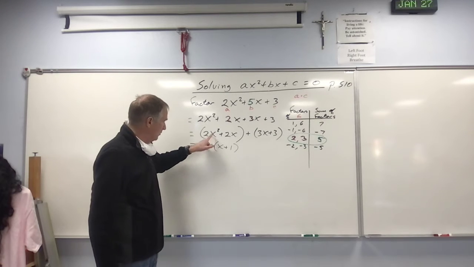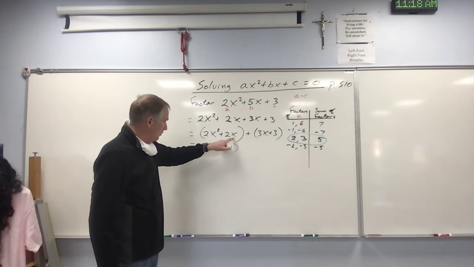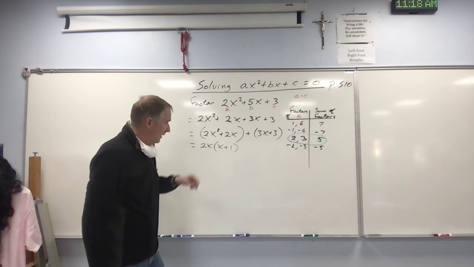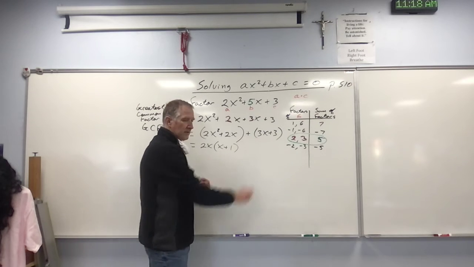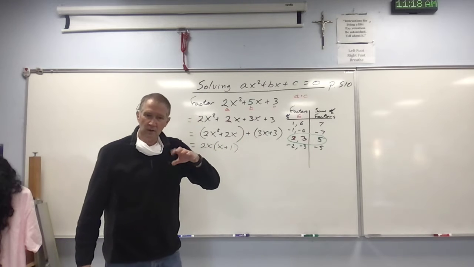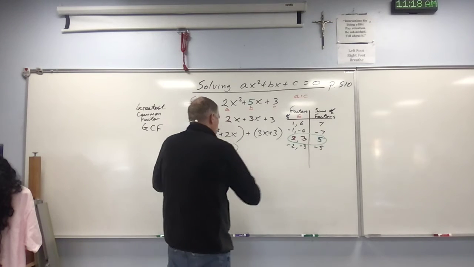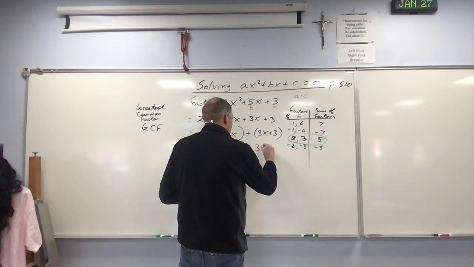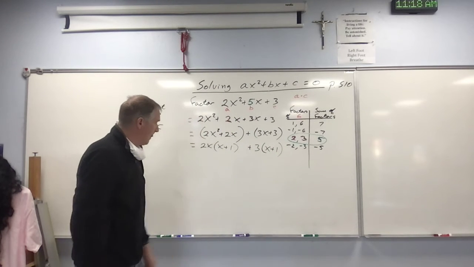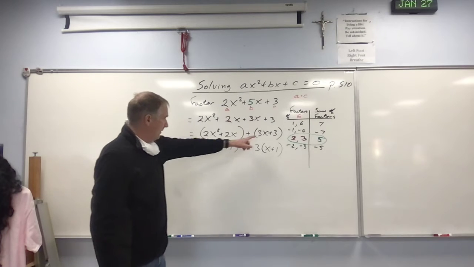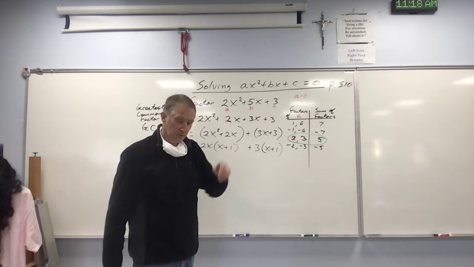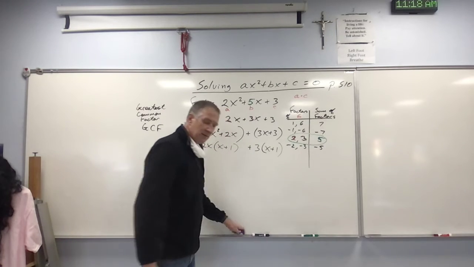What's 2x times x? 2x squared. 2x times 1 is 2x. So I have factored out 2x to the side. And over here, what's the greatest common factor of that term? 3, because each term has 3 in common. And I did double check. 3 times x is 3x. 3 times 1 is 3. Okay, that works.